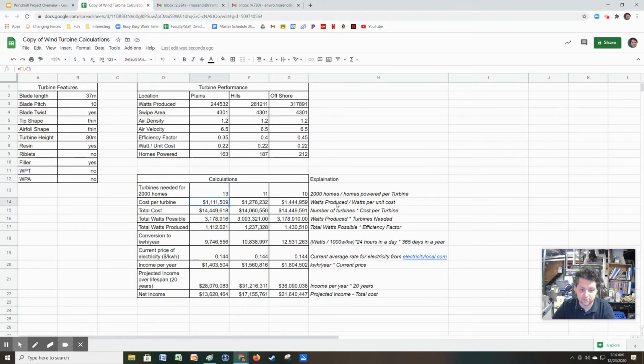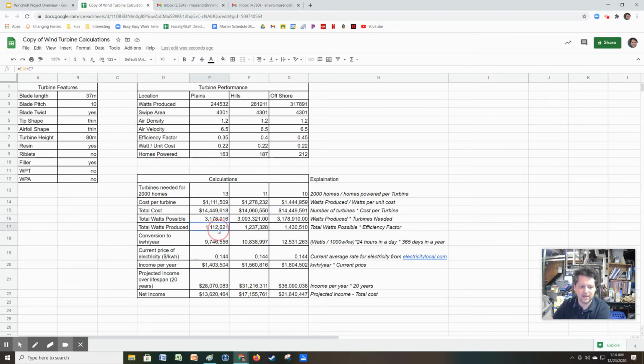The watts produced right here divided by the watts per unit cost will get me the cost per turbine. So it's $1 million per turbine. Multiply these two numbers together, that gives me a total cost and a total amount of watts possible for it to produce.